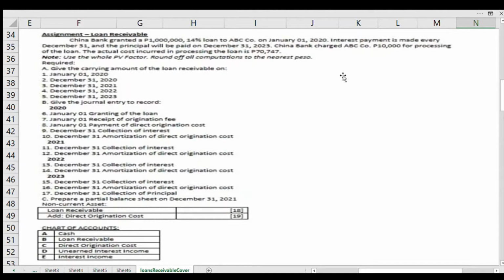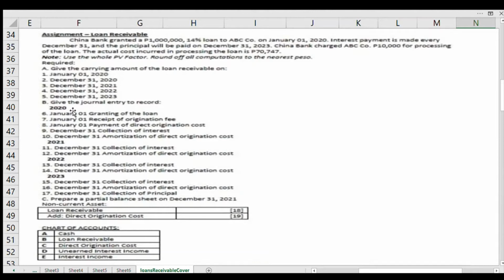So I will just show you how to do this type of problem, or how to deal with this type of problem solving. So ang required natin ay letter A, give the carrying amount of the loans receivable on January 1st. Number 1, December 31, 2020, December 31, 2021, 2022, and 2023, December 31st. All of them are December 31st. So actually reporting period yon.